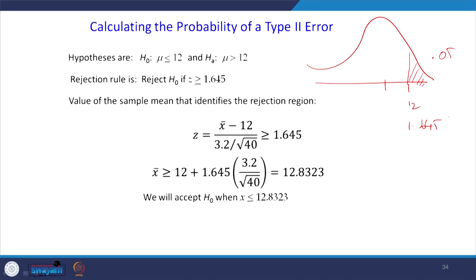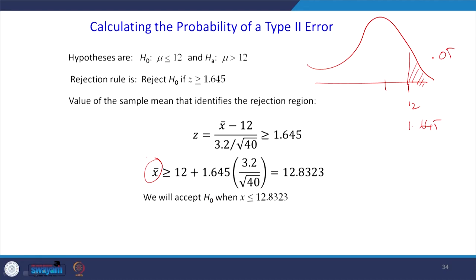So, we will substitute this value into our z formula. So, z equal to x bar minus 12 divided by 3.2 over root of 40. If it is greater than 1.645, I will reject it. So, from this relationship, I will get the value of x bar. Okay, we are finding the value of x bar, that is 12.83.